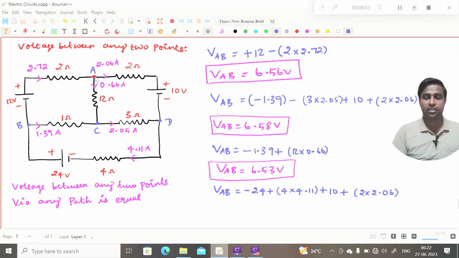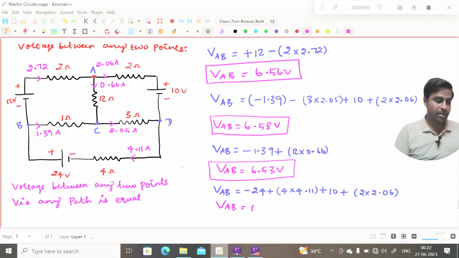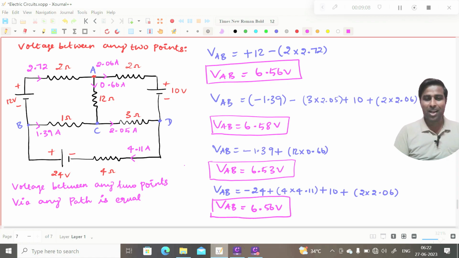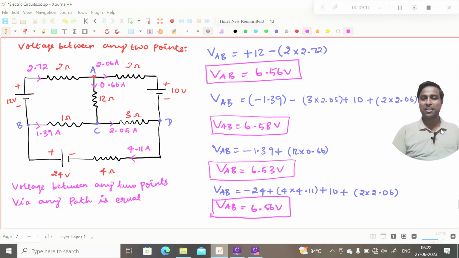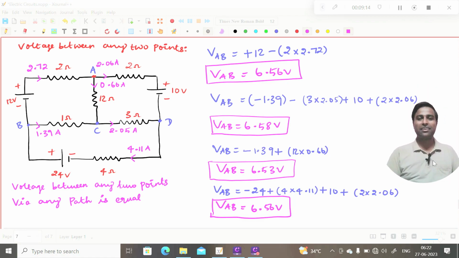We have reached the point here. After reaching the point here, you don't do anything. Then if I simplify this value, this is coming as 6.56 volts. You see, how interesting is this, right? That is why I am telling from the beginning, electrical circuits is a very important, very interesting topic.